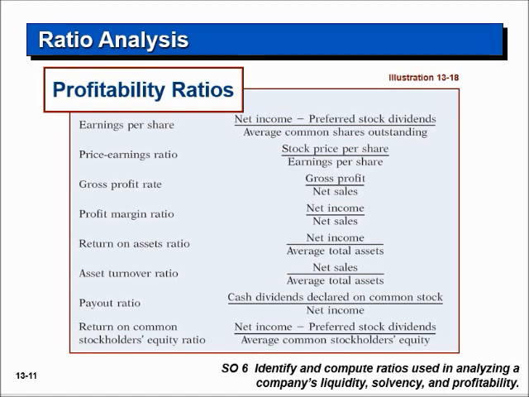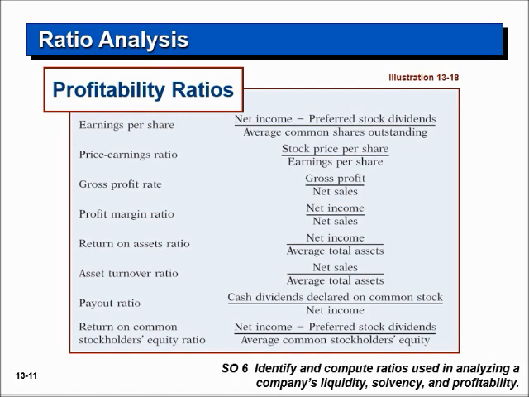Then we have something called the price to earnings ratio, and this has to do with what our stock is trading for on the open market. Our stock price per share divided by our earnings per share. We have the gross profit rate, which is our gross profit divided by net sales. Our profit margin ratio, which is our net income divided by net sales.